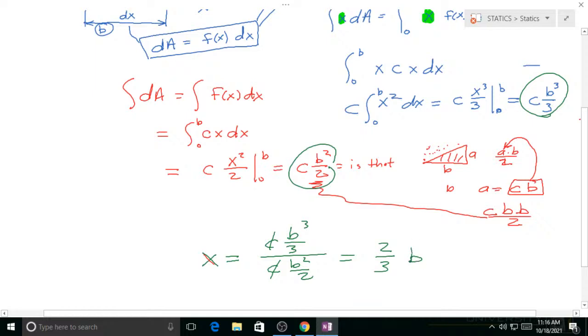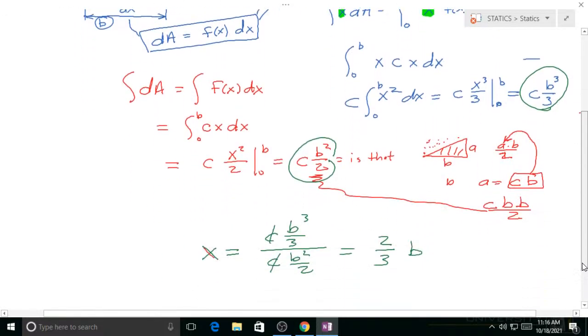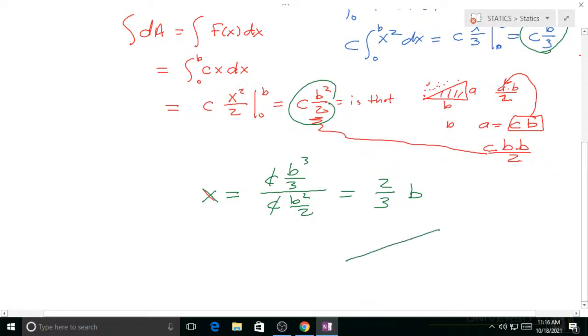2/3 b. Now, that sort of makes sense because that was something we talked about before. If you have a triangle and you want to find the centroid of the area, it turns out if this is b, it's 2/3 from the light end and 1/3 from the heavy end is where the centroid of this thing is.